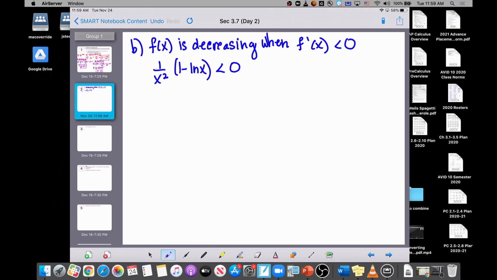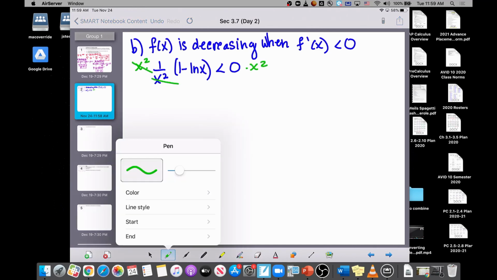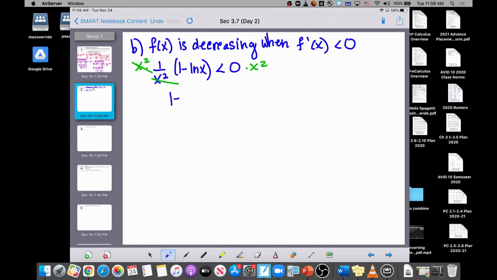Well, if I wanted to get rid of that x squared in the denominator, I would multiply both sides of the equation by x squared. 0 times anything is still 0, right? So I am left with 1 minus the natural log of x is still less than 0. And if I solve for x, I'm going to be subtracting 1 from both sides. So negative ln x is less than negative 1.